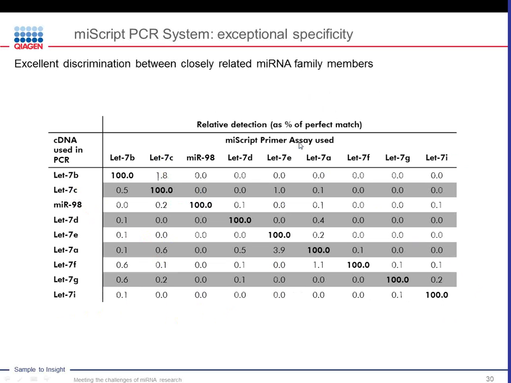The miScript system also offers exceptional specificity, enabling discrimination between closely related microRNA family members. In this experiment, we synthesized cDNA for each of the lead family members, and in real-time PCR used a panel of primers for each of the lead family members across the cDNA syntheses. The perfect match, primer versus cDNA, was set at 100%, and the relative detection is shown for each of the mismatches. And as you can see, the cross-reactivity is very low or non-existent. And what this shows is that even amongst microRNAs that only vary by one base, the miScript system can efficiently discriminate.